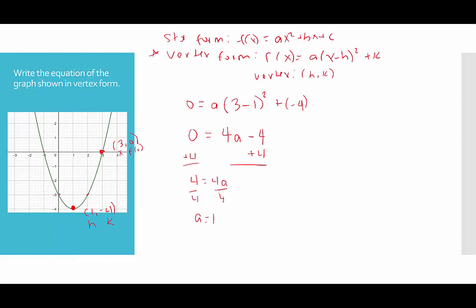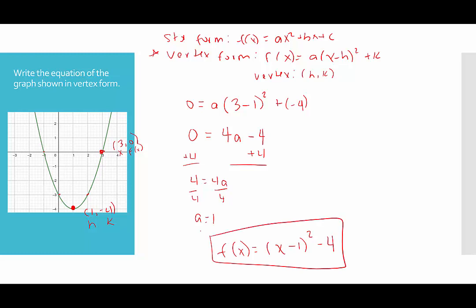So when we write this in vertex form, we go back to f of x equals, we don't need to put the 1 because it's the multiplicative identity, and we can just say x minus 1 squared minus 4, and that would be the equation of this parabola, of this quadratic in vertex form.